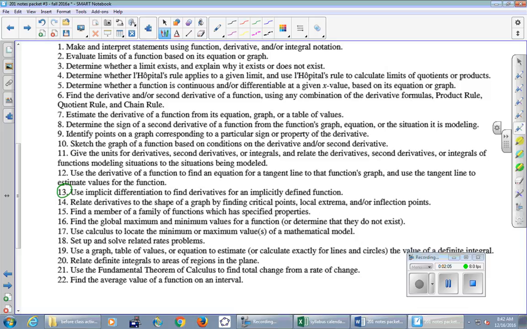And so for number 13, well, there's a lot of vocabulary here. So the first thing is, do you know what it means to have an implicitly defined function? If you have an equation, you know what you're looking for, that would indicate it's this technique. So somebody tell us here, what will the equation look like? It will have a y in it. What else?